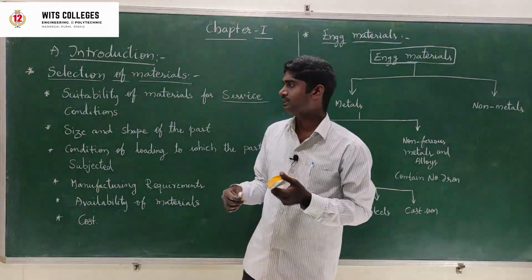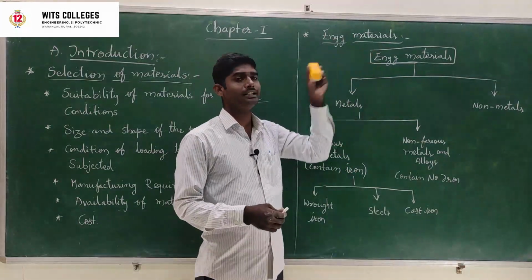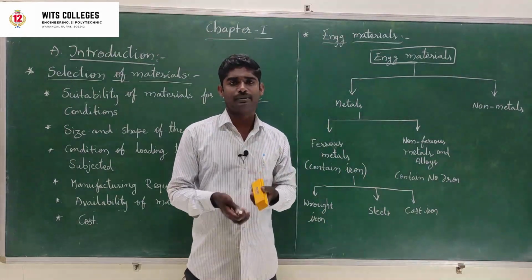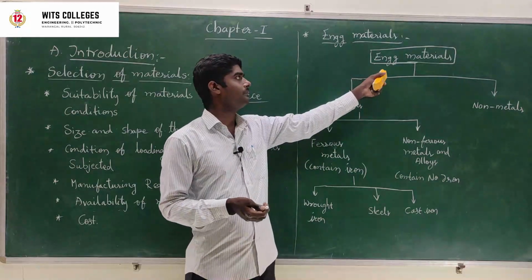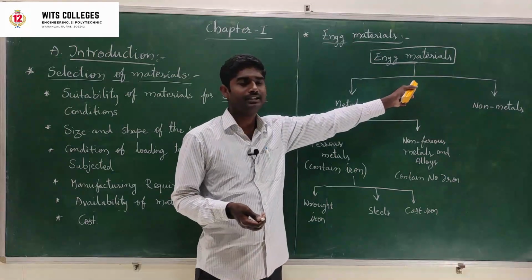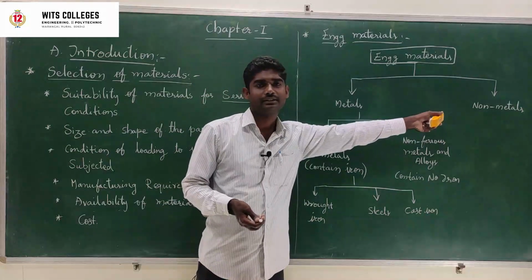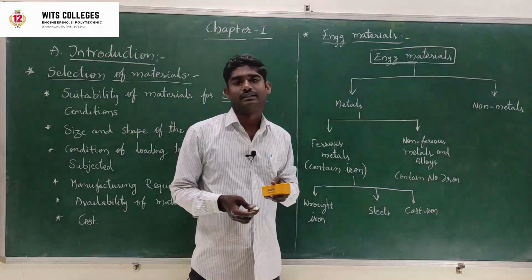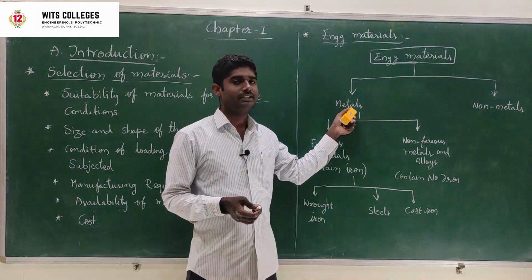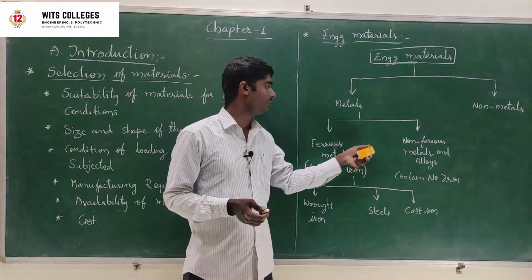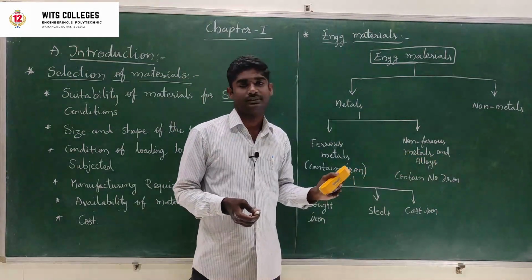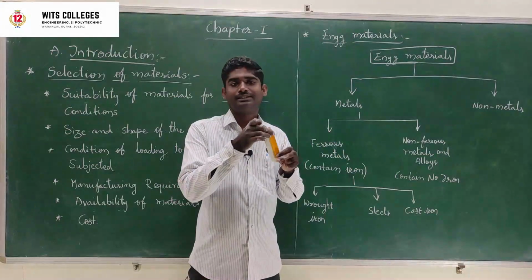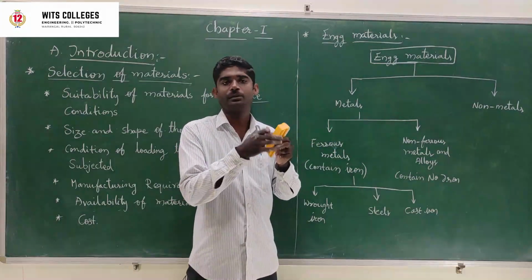Okay, next our topic is engineering materials. What are the materials we are using? What are the types of materials? In the types of material, engineering materials are divided into metals and non-metals. What is non-metals? What is metals? Metals are divided into two types: ferrous metals, non-ferrous metals, and alloys. Non-metals, like wood is a non-metal, and plastic is a non-metal.